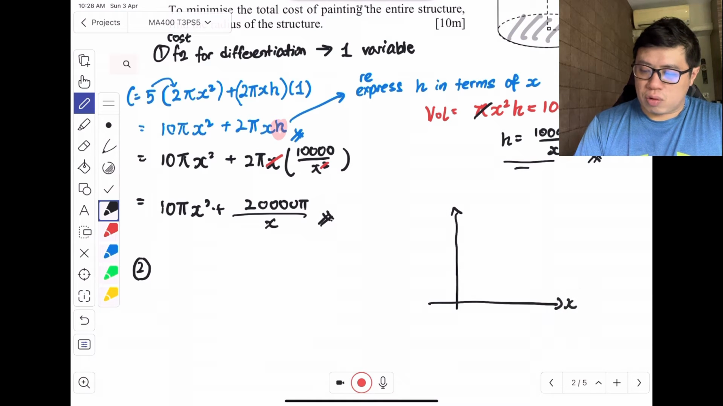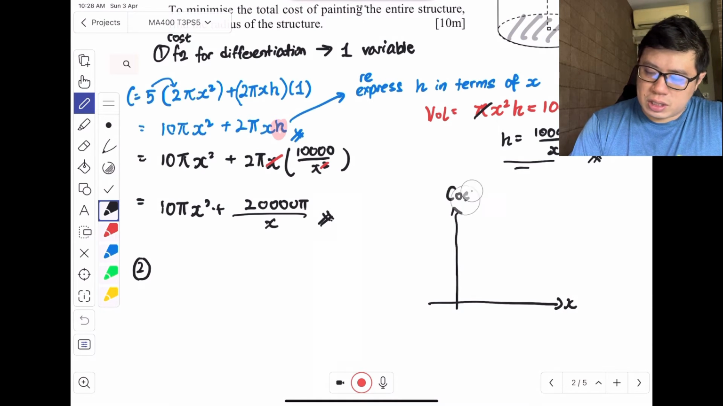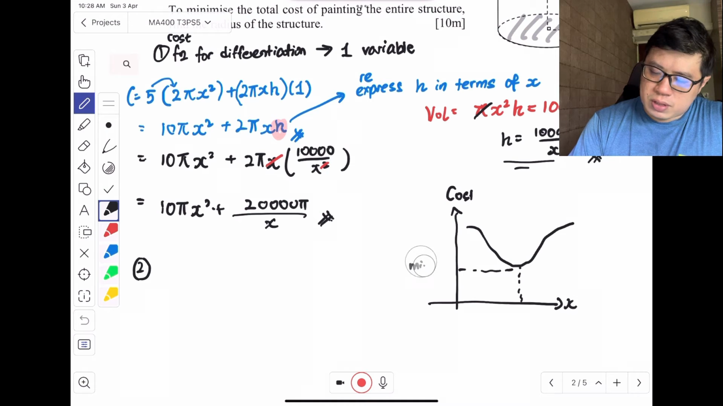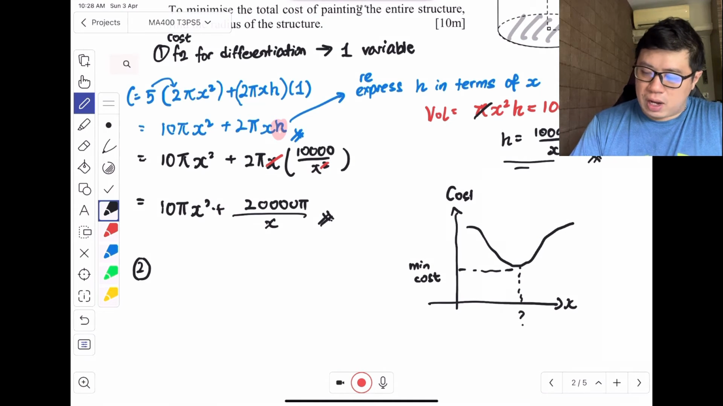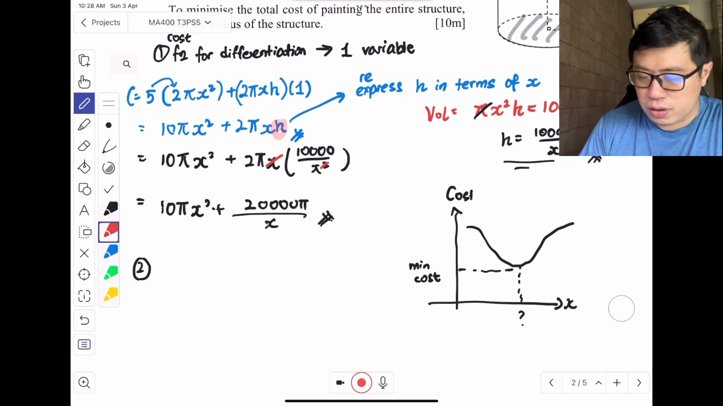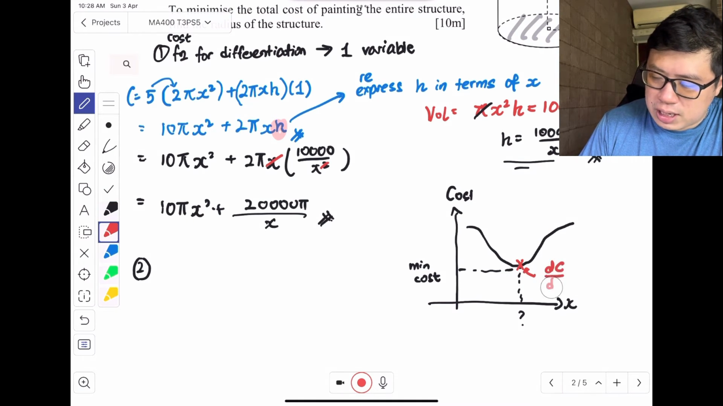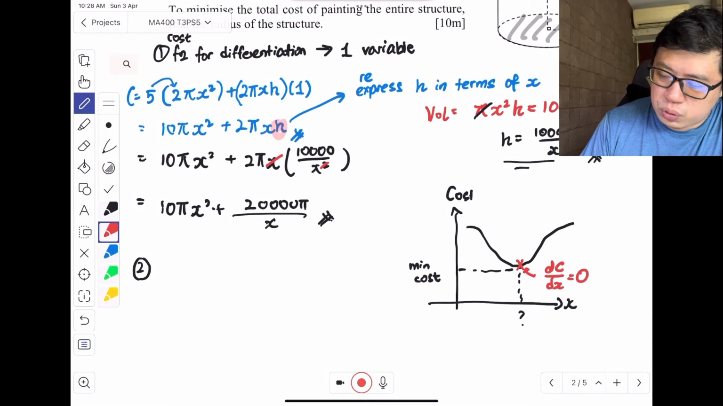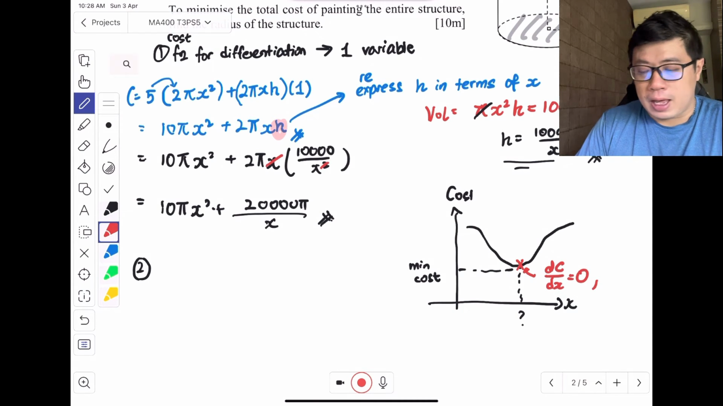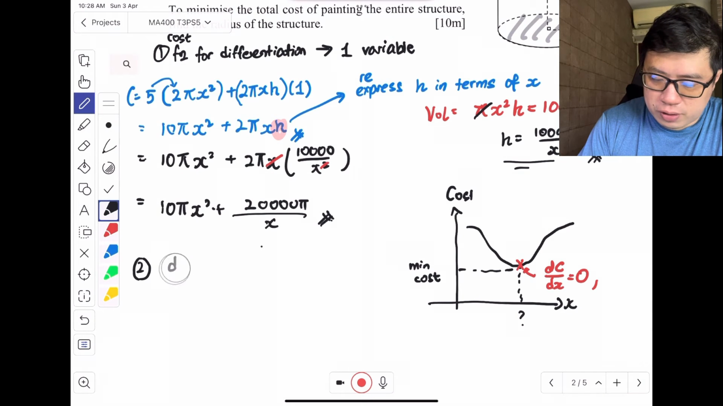Imagine the graph here. There's a cost at a particular value of x, and this is the minimum cost, the lowest cost. We are trying to find the x value that will give us the minimum cost. The characteristic of this x value at this point is that dC/dx should be equal to 0. Let's do that and find our dC/dx.